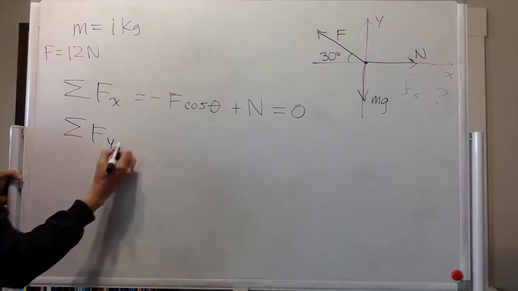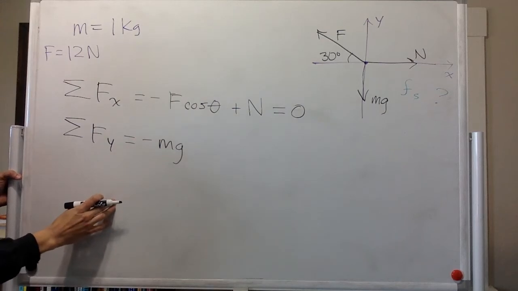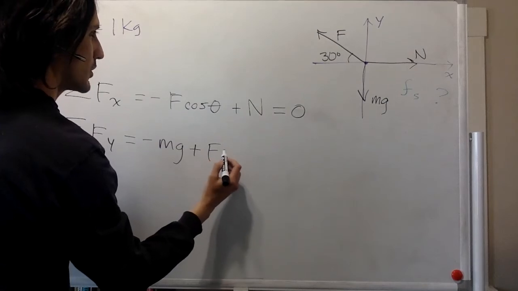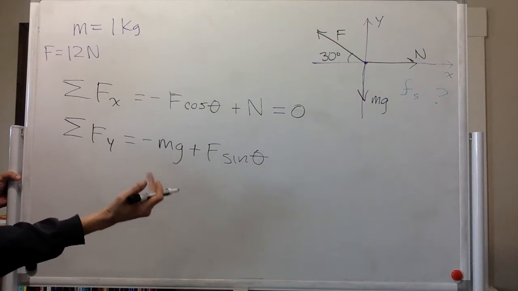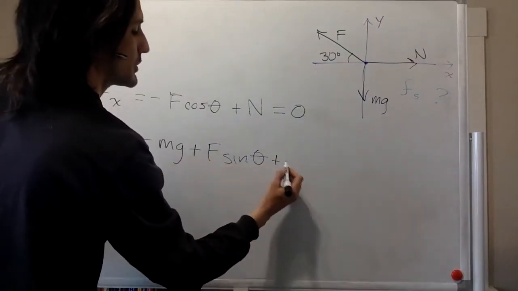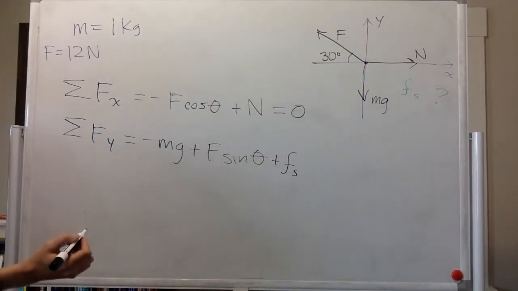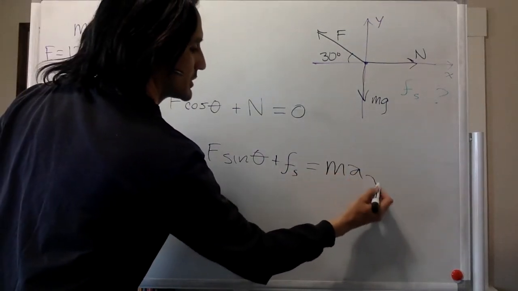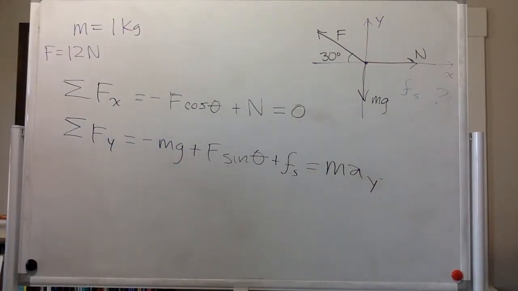Sum of forces in Y, we have negative mg. We have positive force sine theta. And we're going to have static friction. I'm just going to put it here as positive, but we don't know the sign of this force. And that is equal to mass times acceleration in Y.